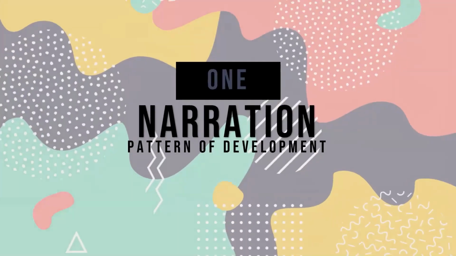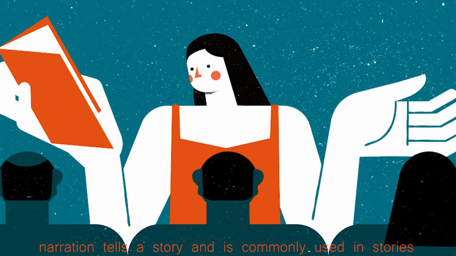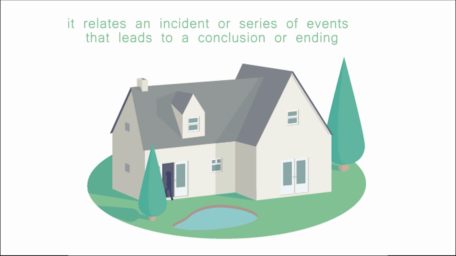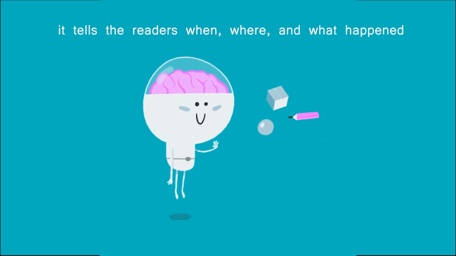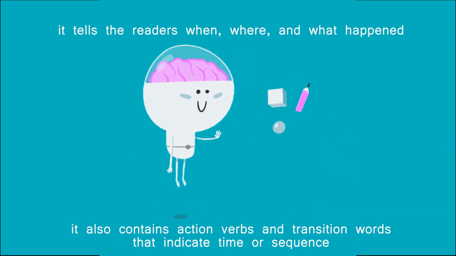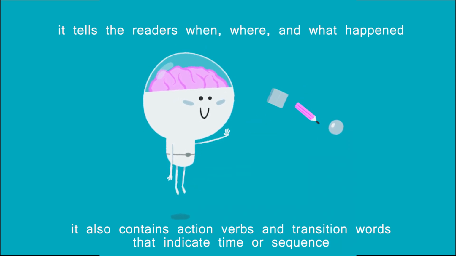Number 1. Narration. Narration tells a story. It relates an incident or a series of events that leads to a conclusion or ending. It tells the readers when, where, and what happened. A narrative paragraph contains action verbs and transition words that indicate time or sequence. This pattern of development is commonly used in stories.